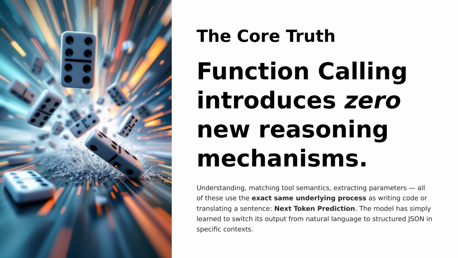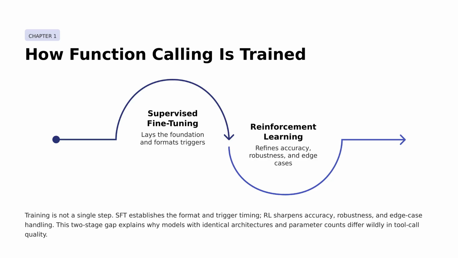Let's delve into the core truth of function calling. It doesn't introduce any new reasoning mechanisms. The process involves understanding, matching tool semantics, and extracting parameters, which are fundamentally the same as writing code or translating a sentence. It's all about next token prediction. The model has learned to switch its output from natural language to structured JSON, depending on the context.